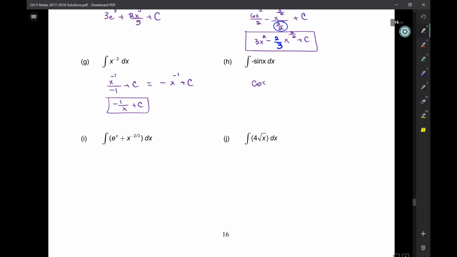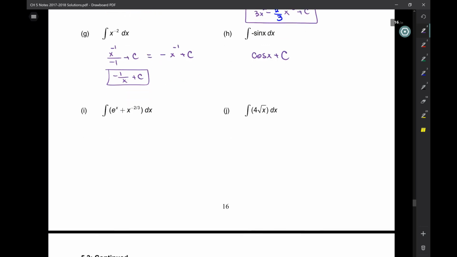Cosine x plus c, that's it. What about the negative? Well, negative sine x is already negative. Okay, so what about the next one? Plus x to the 1/3. Negative 2/3 plus 1 is 1/3. Divided by 1/3. Plus c. Now, if you wanted to do it, it'd be 3x to the 1/3.